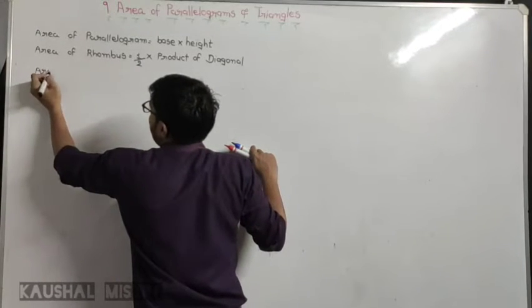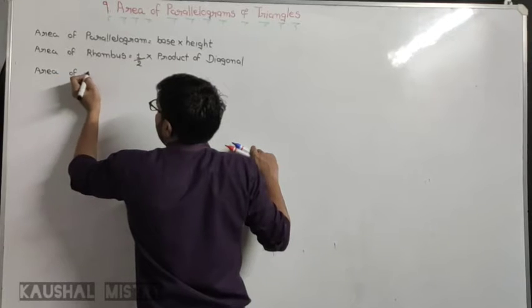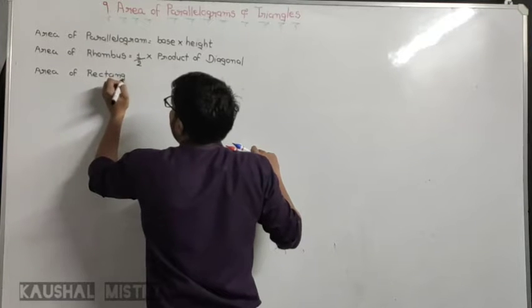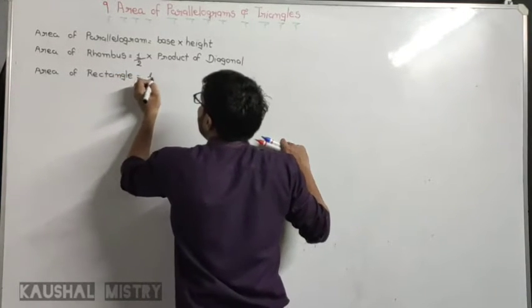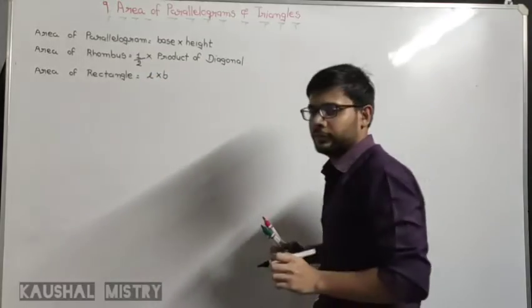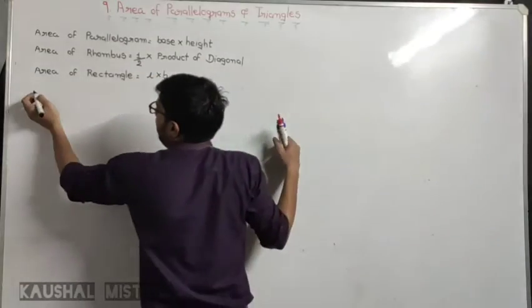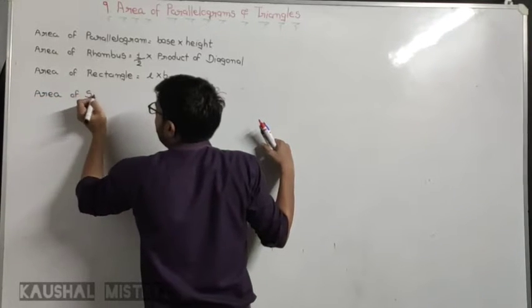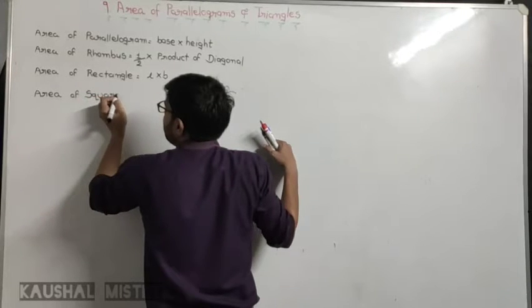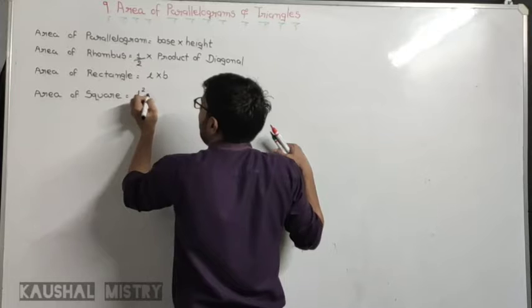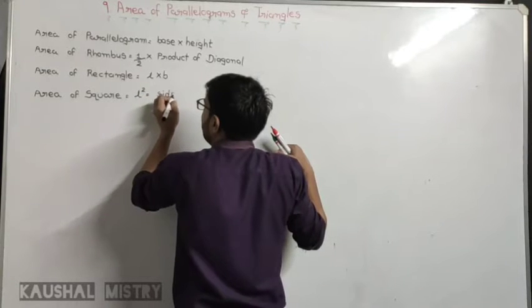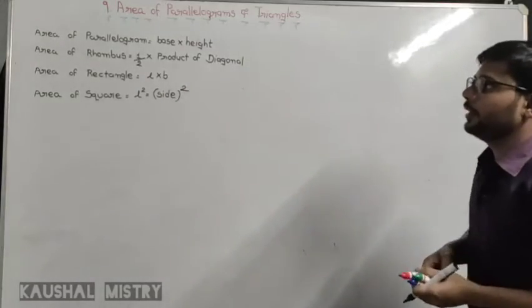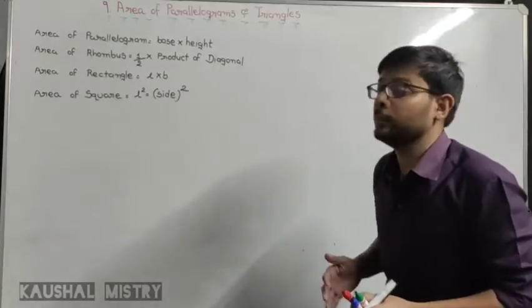Now area of square, first we will write rectangle. You know this, area of rectangle is equal to length into breadth, right? Area of square will be equal to length square or side square, that means L square, which is equal to side square, right? Now this formula you have to remember for a long time.